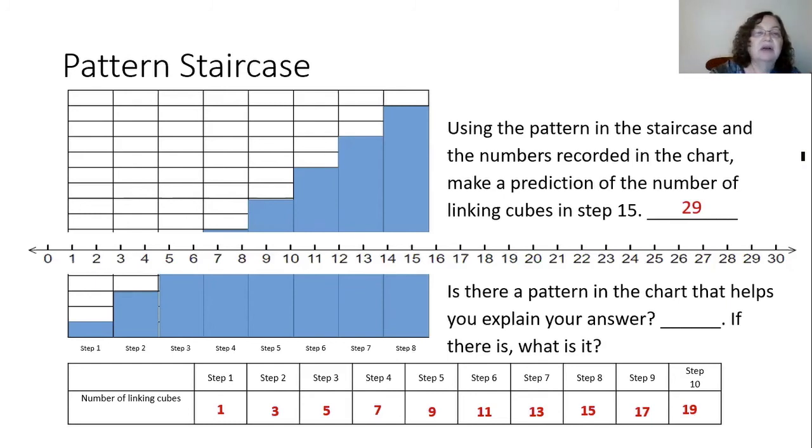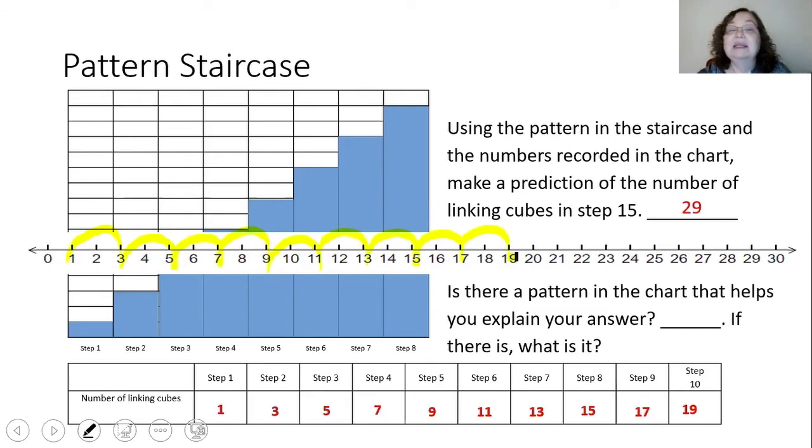So if I started here and I was at 1, and then I did 3, and then I did 5, and then 7, then 9, then 11, 13, 15, 17, 19, then I would know that to continue that pattern, I'm going up how many? 2. So I'm going to go 1, 2, 3, 4, 5, and I got to 29.